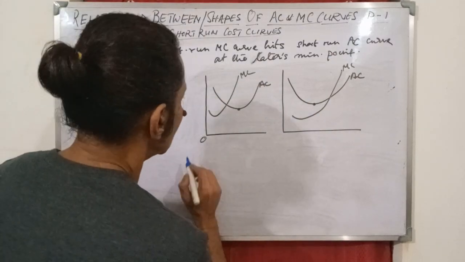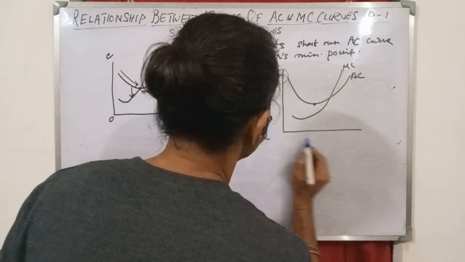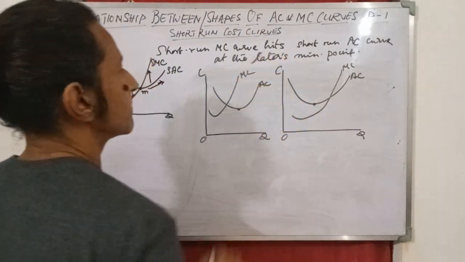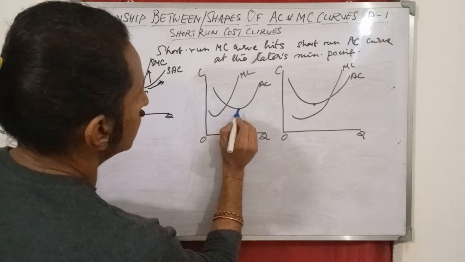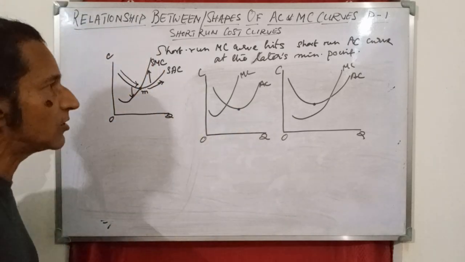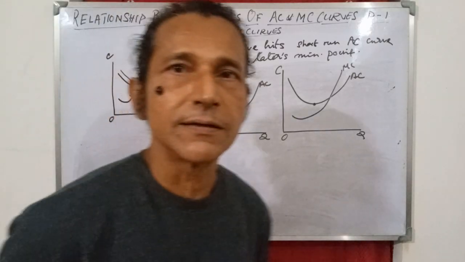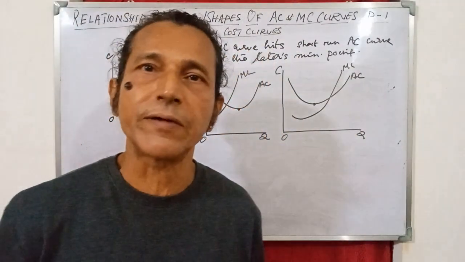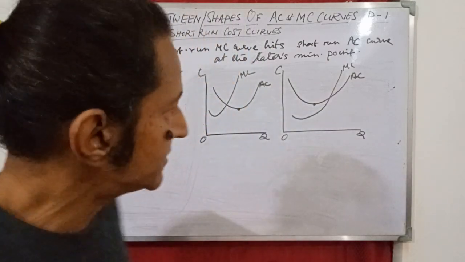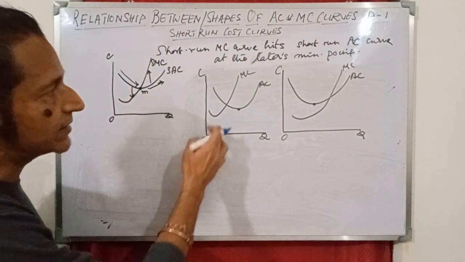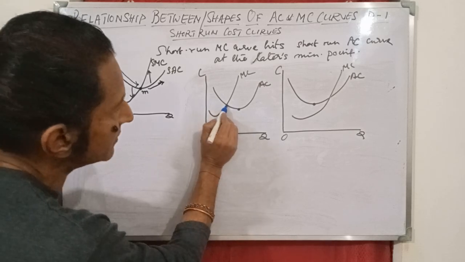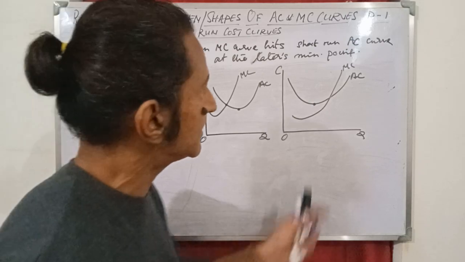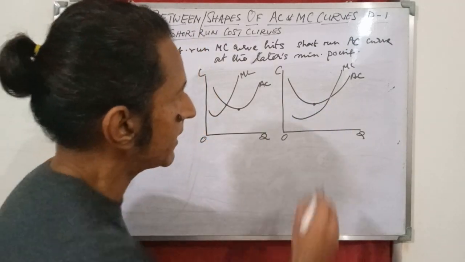On x-axis we measure Q quantity and on y-axis we measure cost C. Right? Here I have drawn the figures in such a way that in neither figure the marginal cost is intersecting the average cost curve at the latter's minimum point. In this diagram, I have made the marginal cost intersecting the average cost curve at this point. And in this diagram, I have made the marginal cost intersecting the average cost curve at this point.